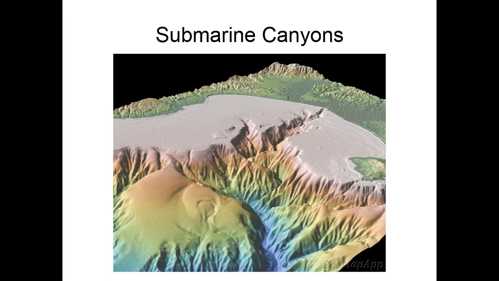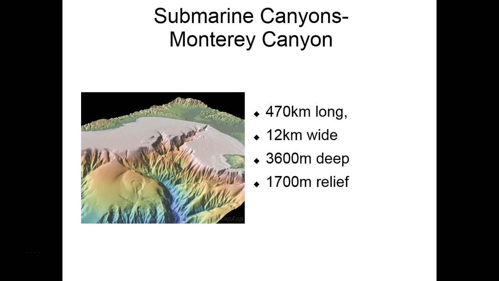Okay, and an interesting feature that exists around our world in different places along continental margins are submarine canyons. This image here is showing you a submarine canyon that exists in Monterey Bay, California. Monterey is down here, Santa Cruz is up here, and the Monterey Canyon basically starts out right at the center of Monterey Bay.